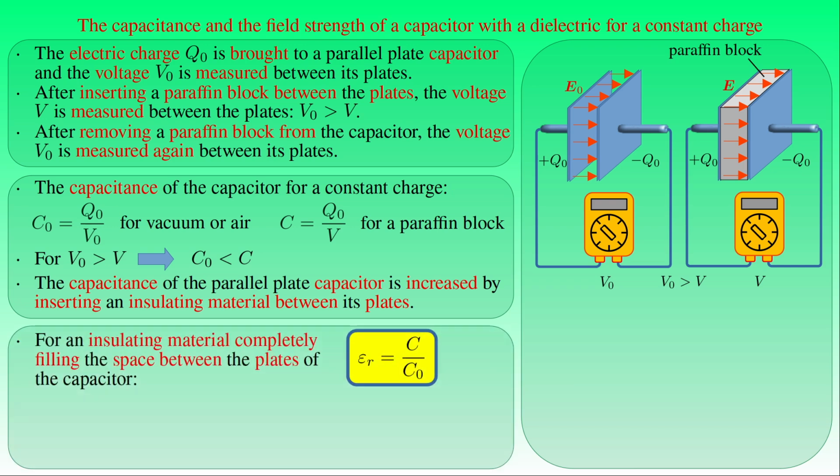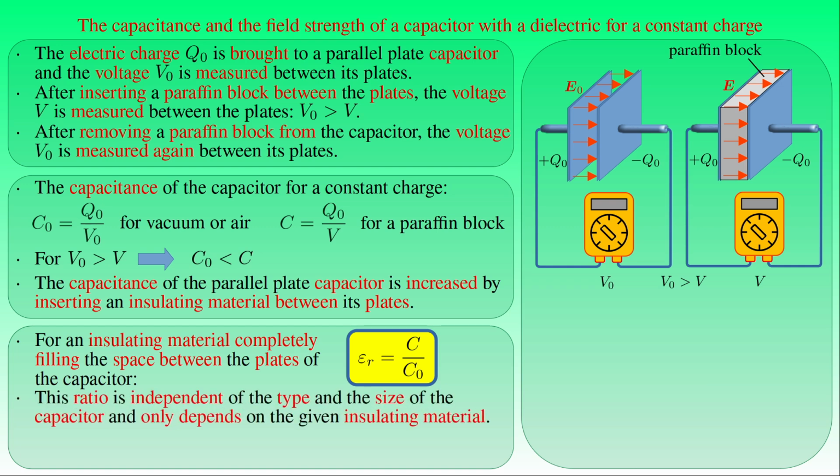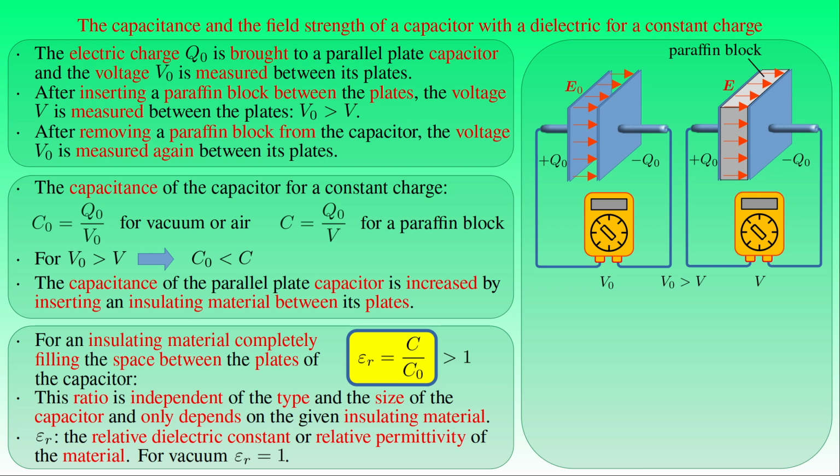According to the measurements, if the insulating material completely fills the space between the plates of the capacitor, the ratio epsilon R of the capacitance C to the capacitance C0 is independent of the type and size of the capacitor and only depends on the given insulating material. The ratio epsilon R, which is greater than 1, is called the relative dielectric constant or the relative permittivity of the material. So this is a mere number that gives how many times the capacitance of a capacitor filled with dielectric is greater than the capacitance of a capacitor with a vacuum or air between its plates. By definition, epsilon r is equal to 1 for vacuum.